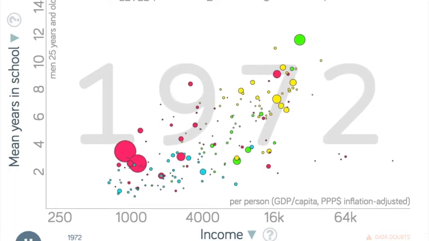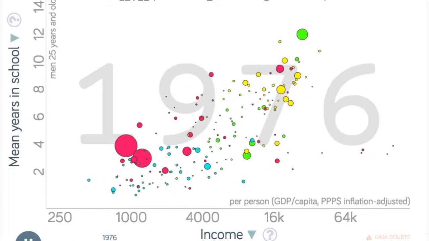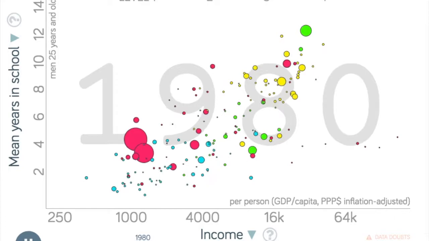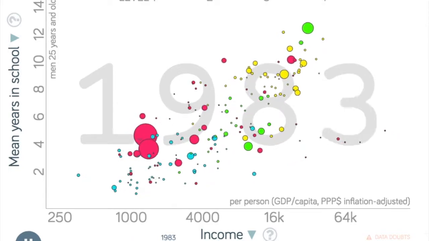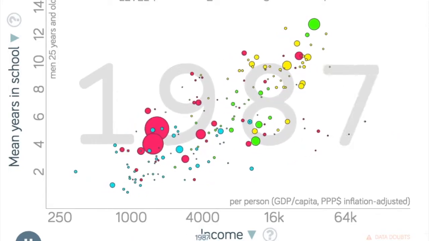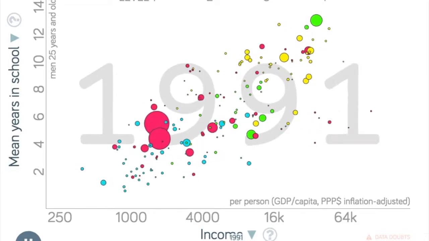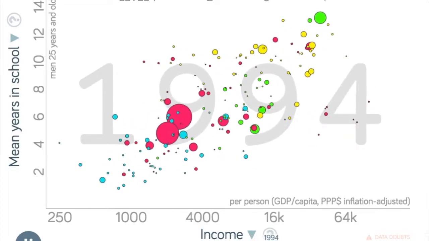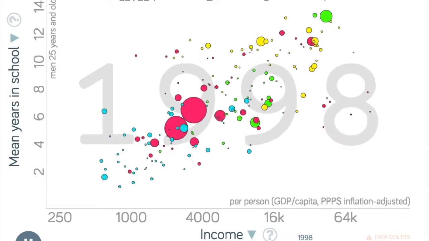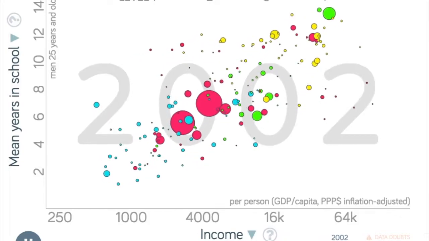For this project, we have studied the relationship between income and mean years of school attended of men ages 25 and older. Although we will mainly be focusing on men 25 years and older, Gapminder shows a positive correlation between income per person and mean years of school attended in both men and women.